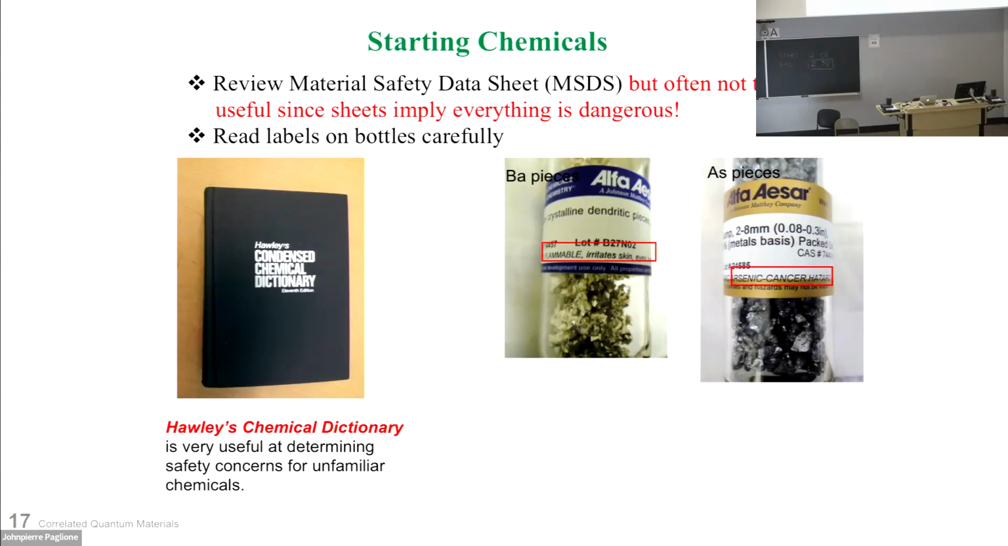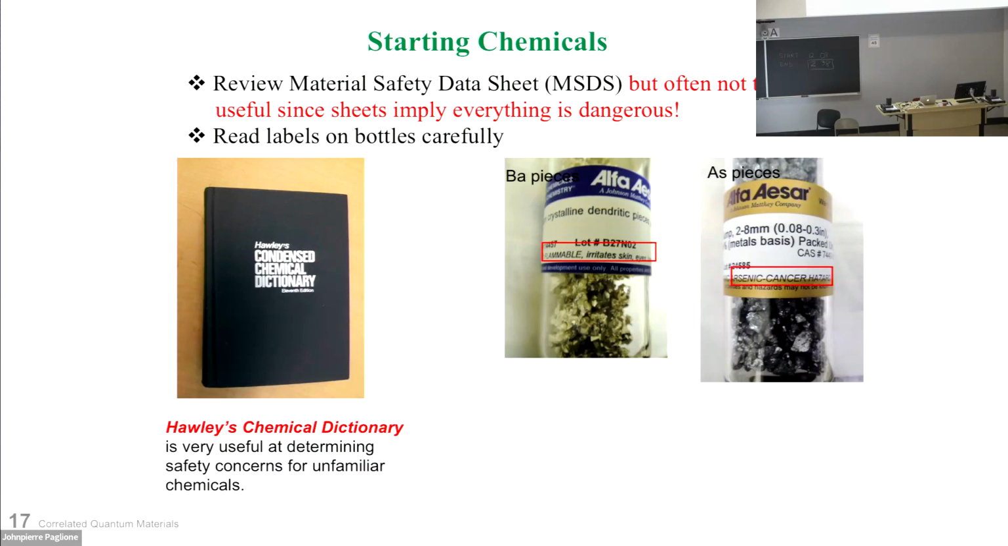There's usually a lot of useful information written on the side of the sample container. These are barium single crystals, sealed in silicone because barium reacts very quickly. And it says it irritates skin on contact. So if you use barium, you definitely want to have some kind of gloves on. And in this case, you also probably use it in the glove box.